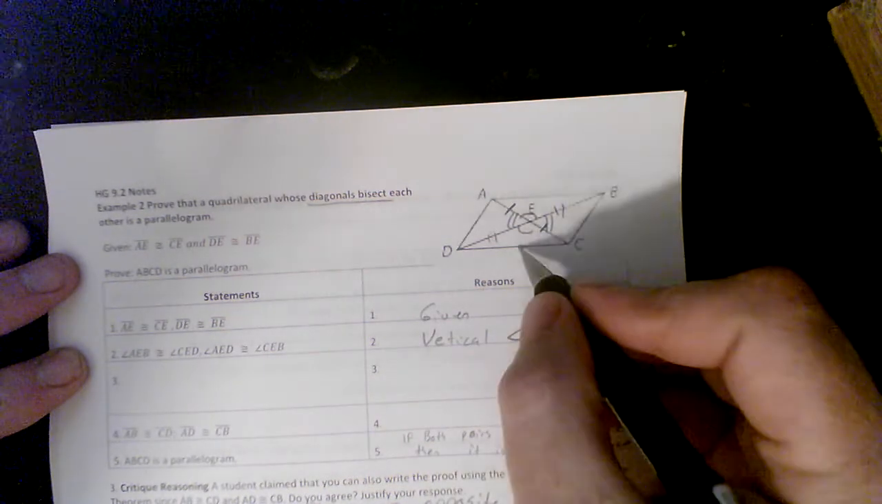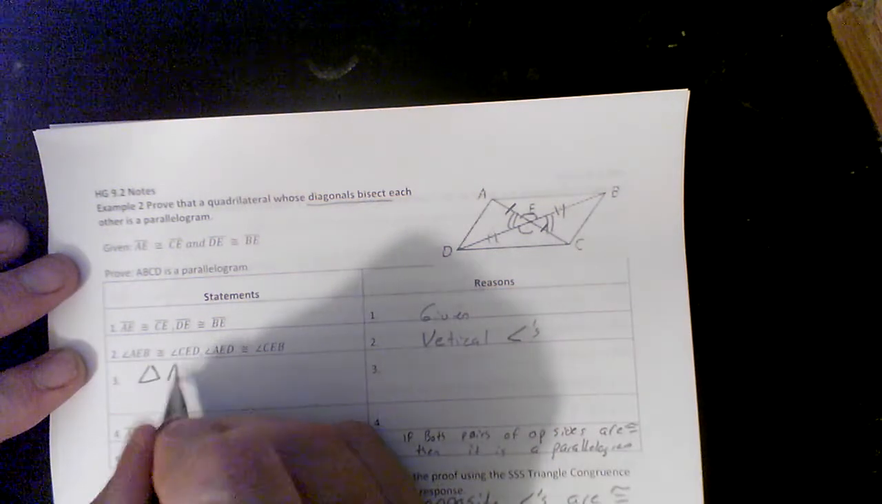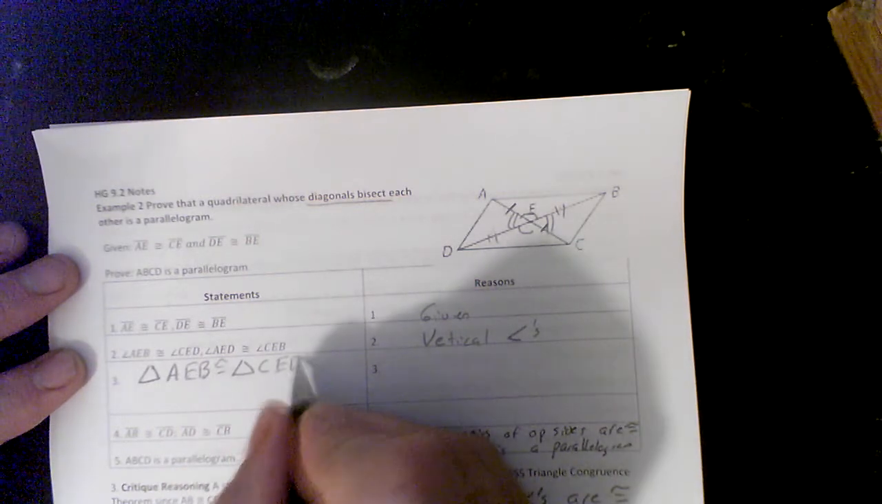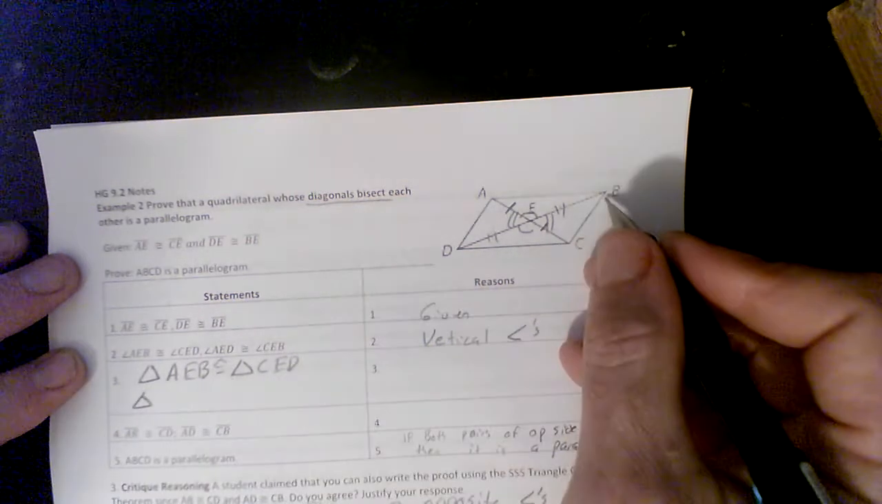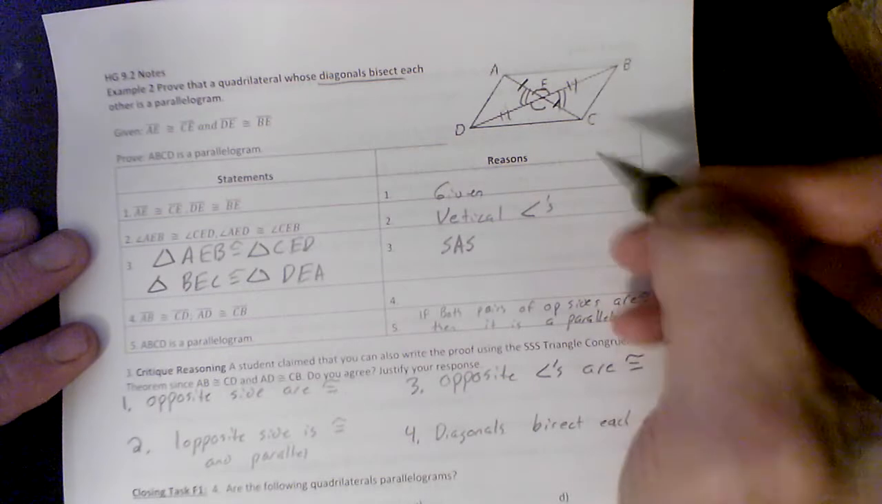We can prove this triangle congruent to this by side, angle, side, right? Side, angle, side. And we can prove the left and right triangle. So let's do it. We're going to say triangle AEB is congruent to triangle CED. And also triangle, let's do the right, so we'll go BEC is congruent to triangle DEA, and that is side, angle, side. That's our SAS. And once we get that, we can prove the parts of those triangles.